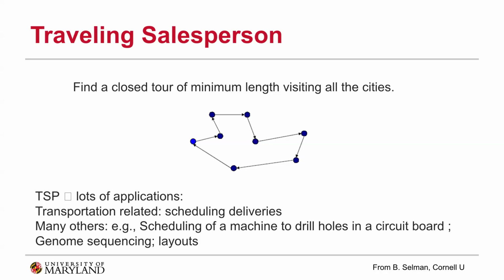For example, given a graph right here with multiple edges, your task is to find a closed tour, meaning a cycle of the minimum length visiting all the cities. There are a lot of applications for this particular problem, and it could also be solved by a genetic algorithm and several searching algorithms.